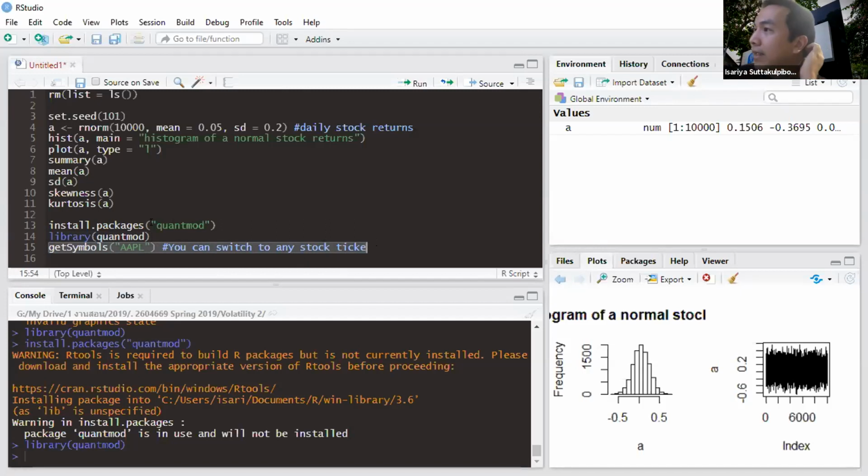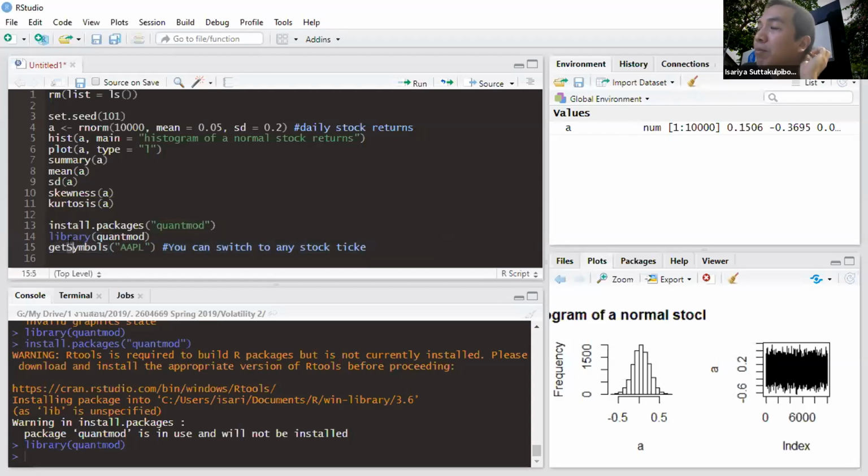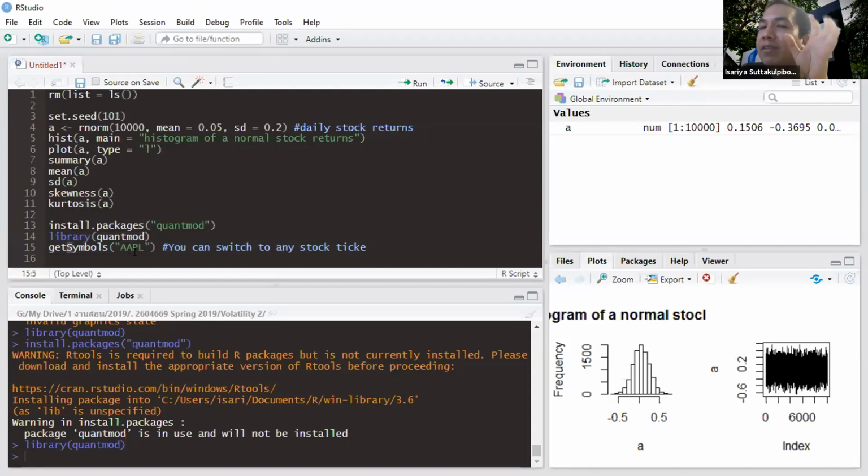For example, in this case, I want to import Apple financial data from the Yahoo Finance website. Here's the function I'm using, getSymbols, right? GET all lowercase, then Symbols, except the S must be capitalized because R is case sensitive, so you have to be careful with that. getSymbols is a function that you can call for financial time series. In this case, I want to call the Apple time series. So I ran this line 15. You can ignore the sharp sign because it's just a comment, so I just delete it.